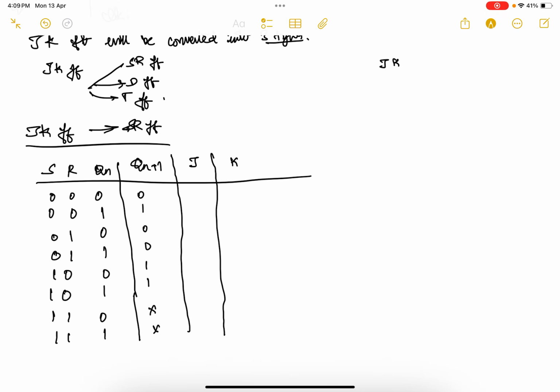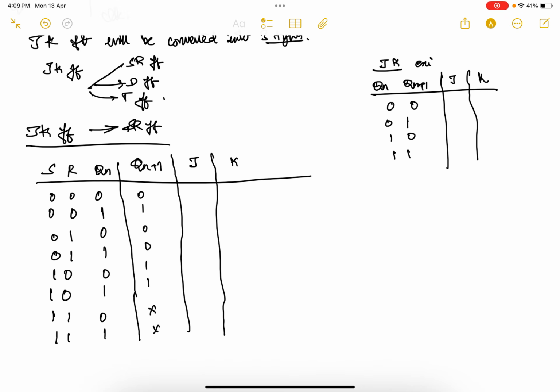For this we want to know the JK flip-flop excitation table. So what is the JK flip-flop excitation table? Present state, next state, and what is J and what is K. So this is 0 0, 0 1, 1 0 and 1 1. This can be written as 0 x, 1 x, x 1 and x 0. Keep this in mind.